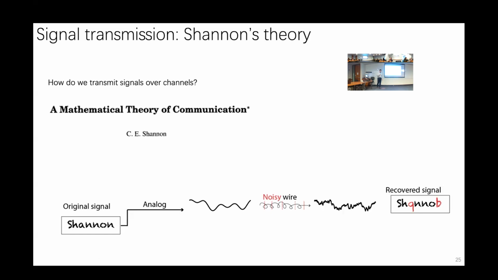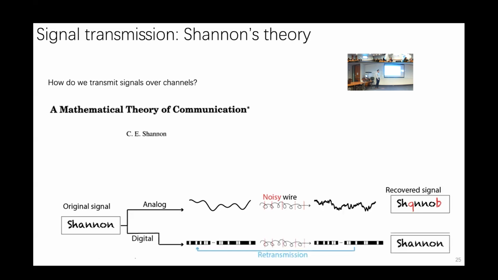And people also propose to digitize the signal transmission into bits. And in doing that, there is an upper bar on the information that can be carried per bit. Very similar to step-driven locomotion. And there are two ways to facilitate digital signal transmission. The first is a retransmission channel.